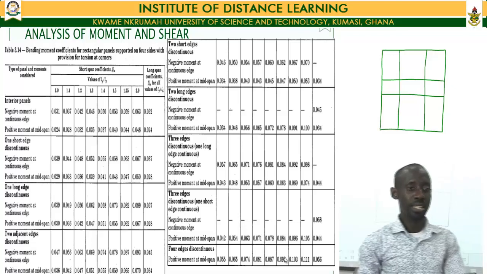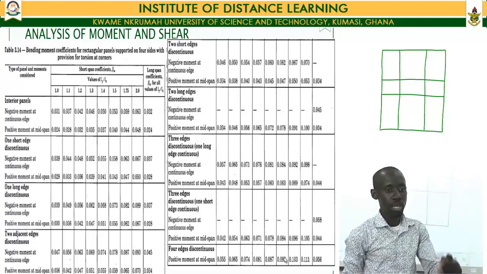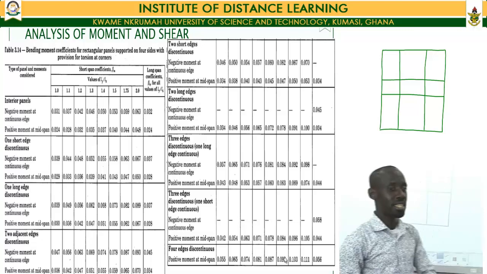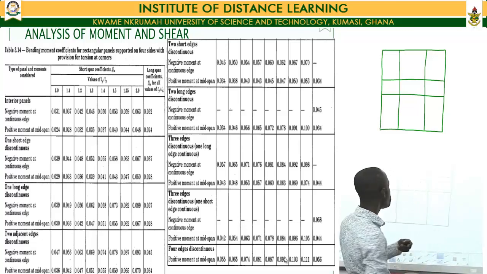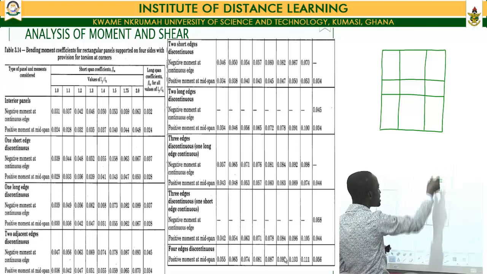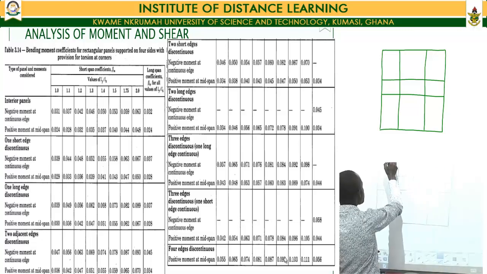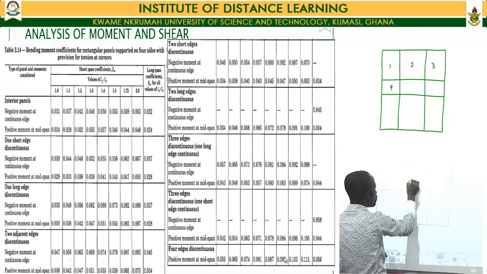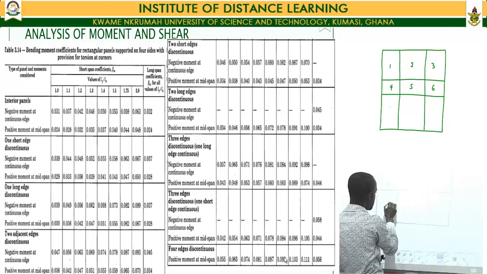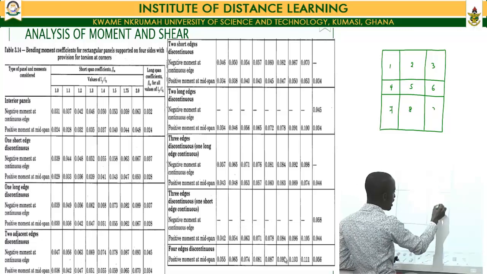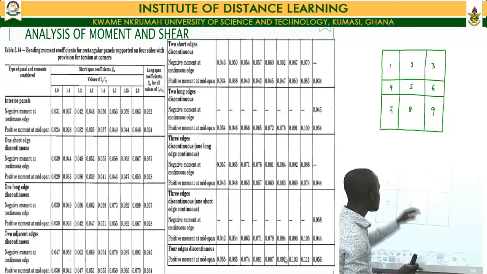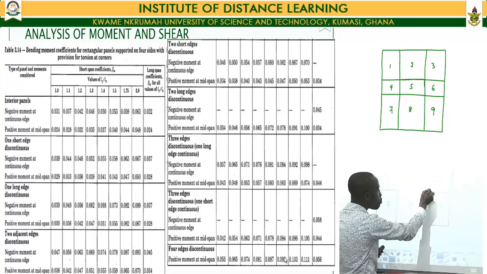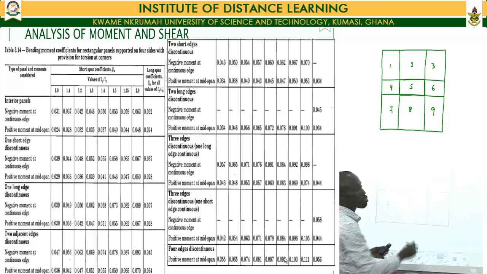moment being considered. We'll first take a look at the type of panels or what the BS code refers to as the type of panel. The first type of panel identified in the table is the interior panel. Now, an interior panel is any panel which is bordered on every side by other panels. So then if we should label our panels here as 1, 2, 3, 4, 5, 6, 7, 8, and 9, our panel number 5 epitomizes the interior panel.